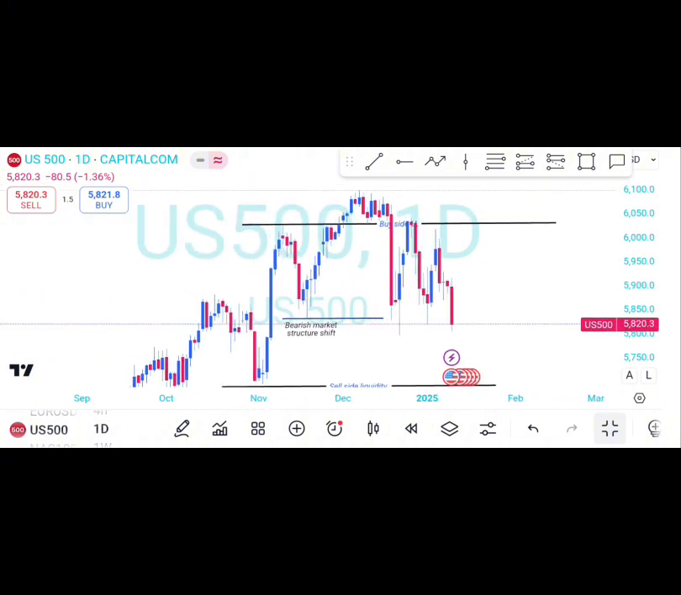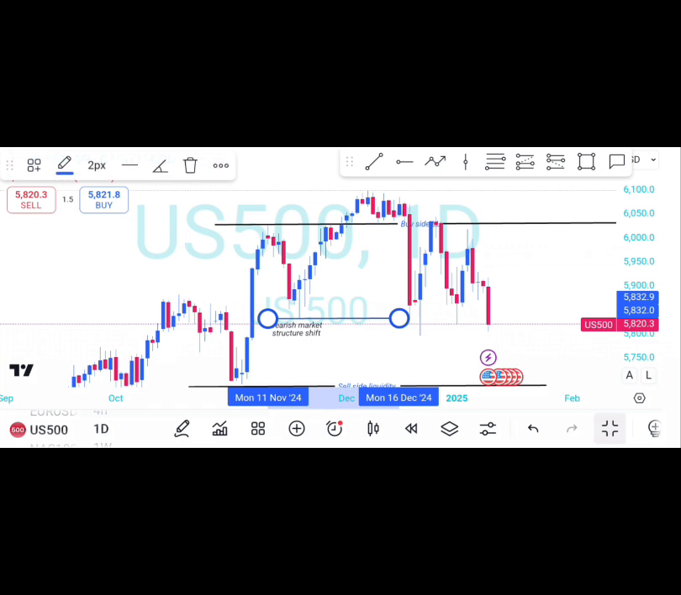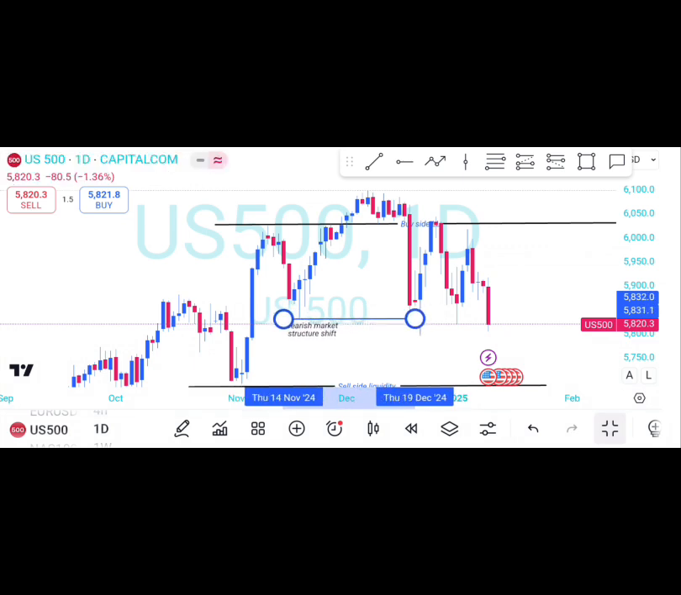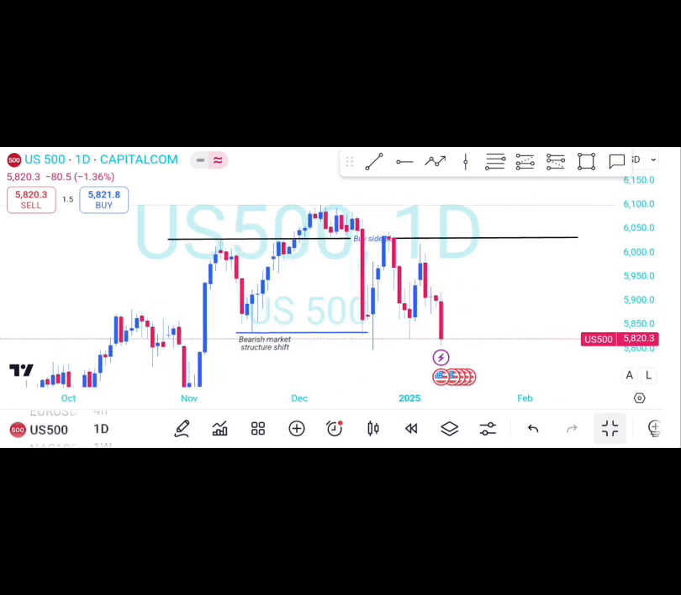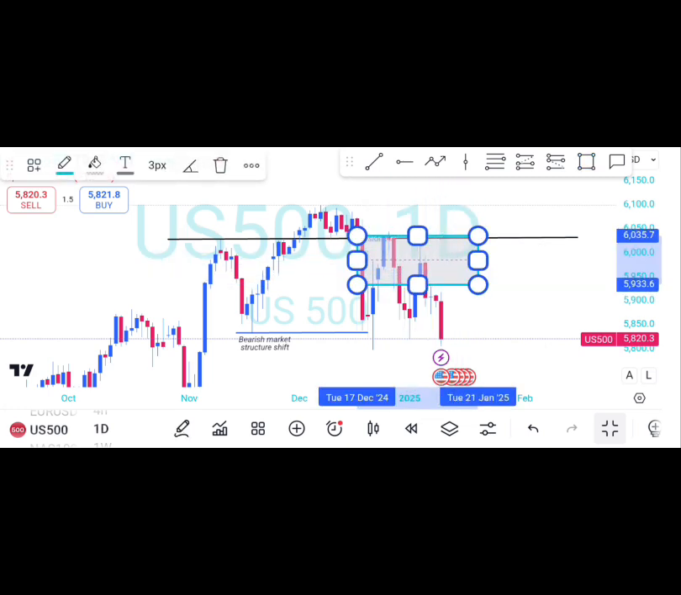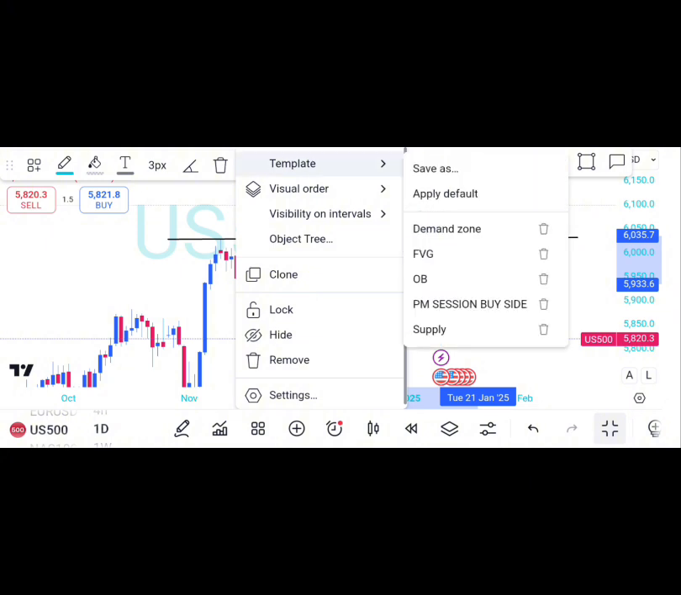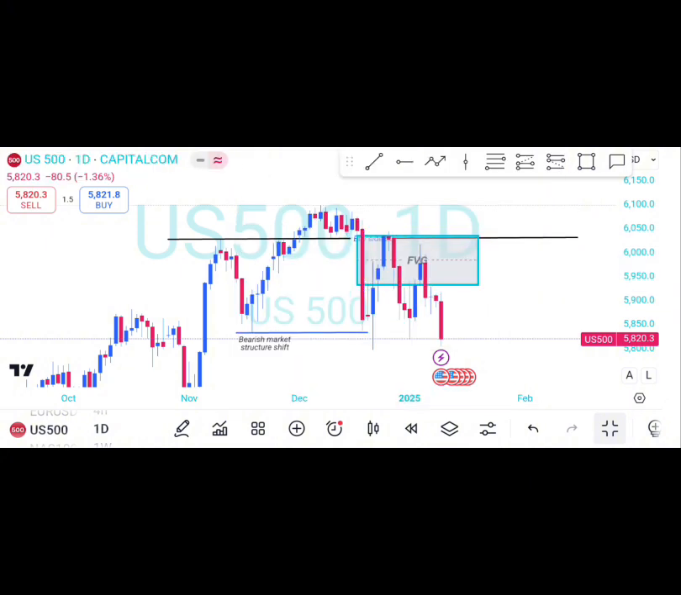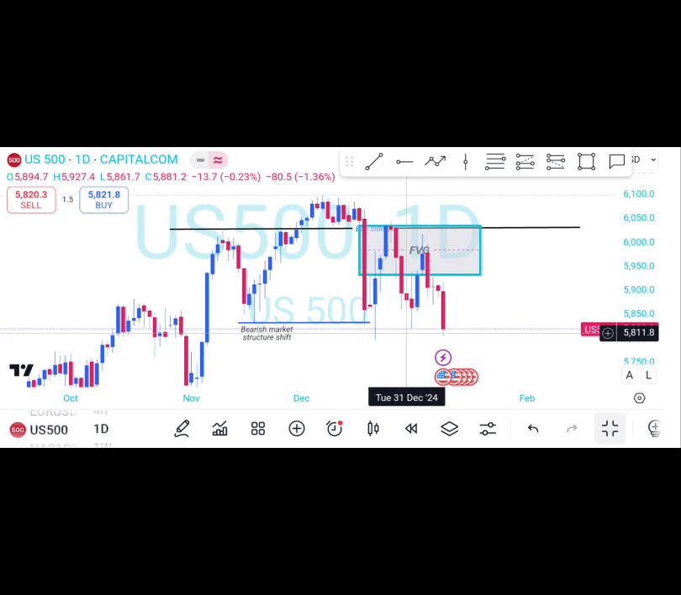As I said, guys, price took out this low and gave us a bearish market structure shift. So on the daily time frame, what I was looking at was this FVG, fair value gap. This is my model. Price tapped into our fair value gap.